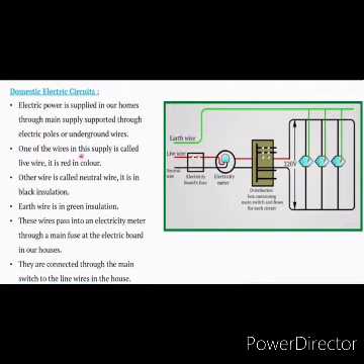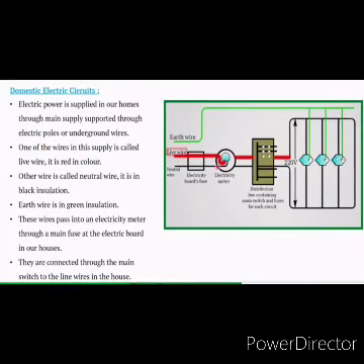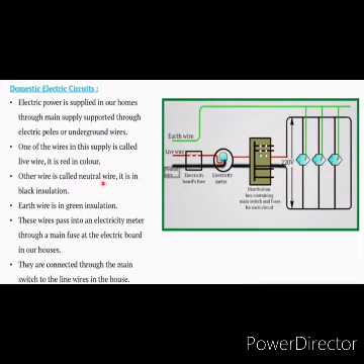Here one of the wires in this supply is called a live wire, which is in red color. Just observe, children, this red colored wire is called a live wire, and in order to indicate that type of wire, we insulate it with the red color. And the other wire, which is called a neutral wire, usually we insulate with black insulation. Therefore, we can recognize the red as the live wire and the black as the neutral wire.